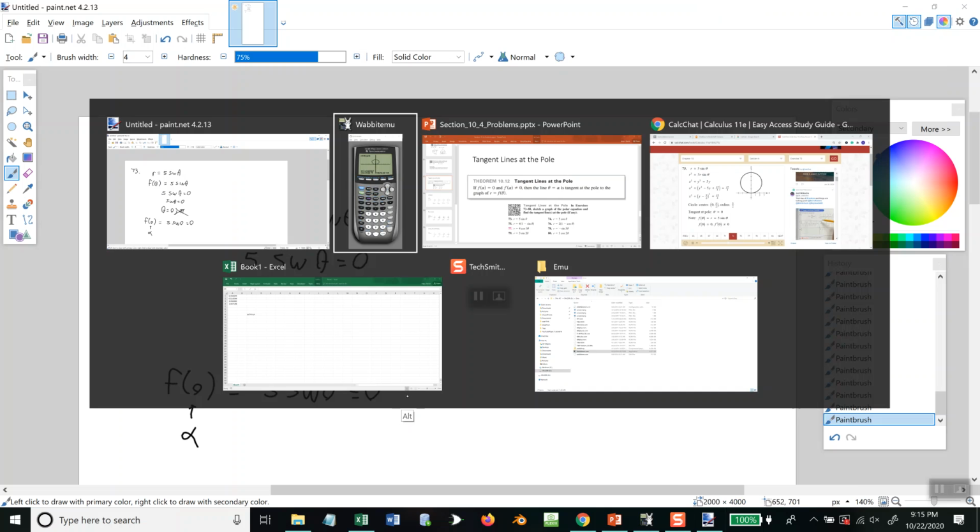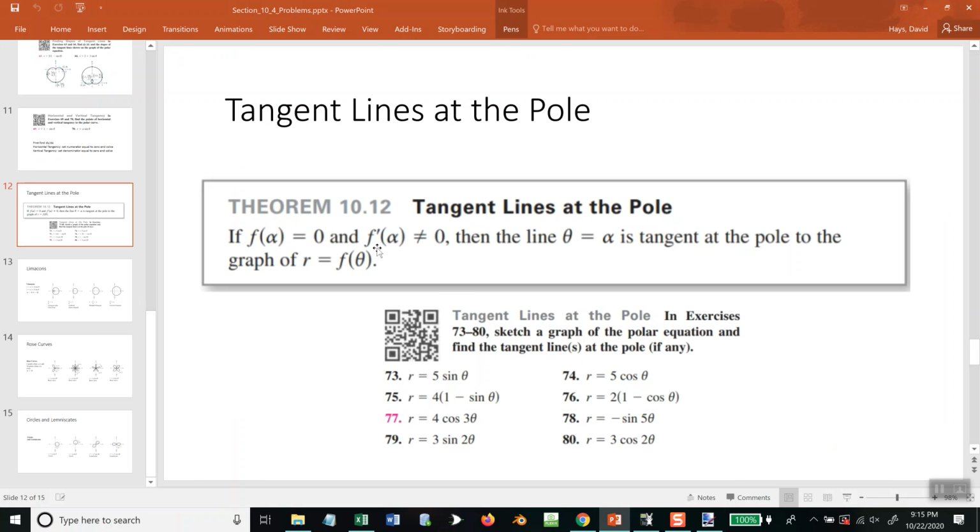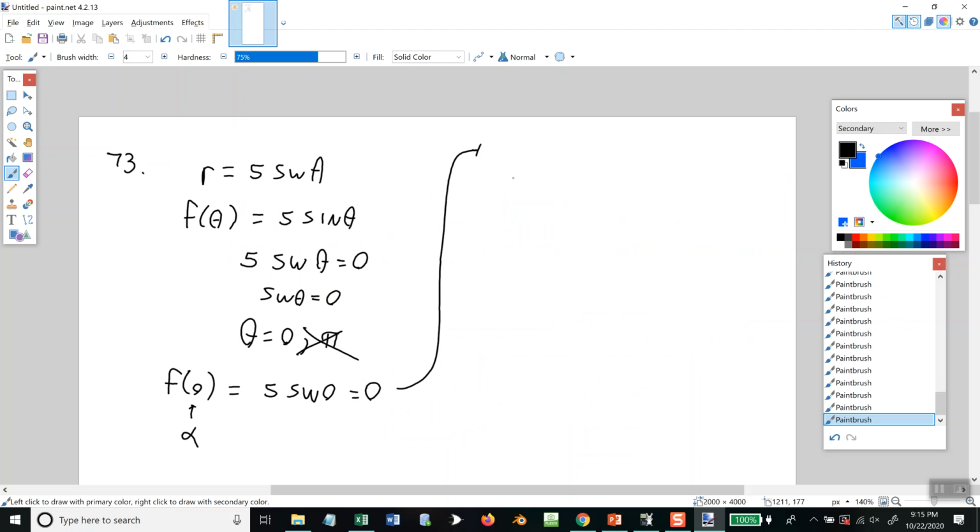Okay. Now, the second part. What does this imply we need to do? Yeah. Not set equal to 0, but plug in 0. Because we'll find a derivative first, then we'll plug in our alpha we just found. And then we're going to see if it gives us 0 or doesn't give us 0. So f prime is going to equal 5 cosine theta. We're proposing that alpha is equal to 0. This is what we're thinking.